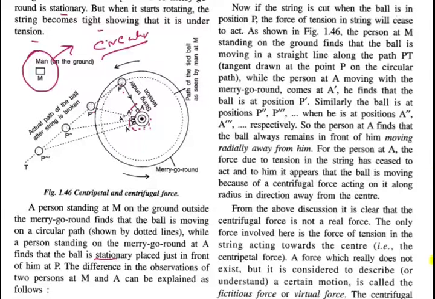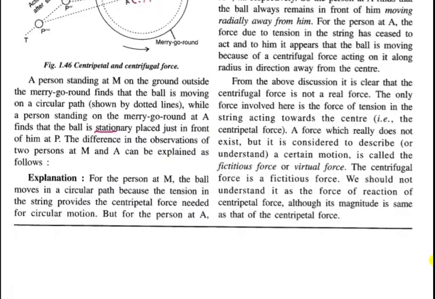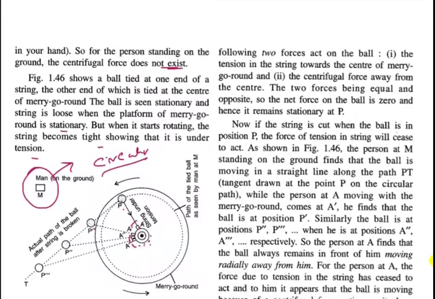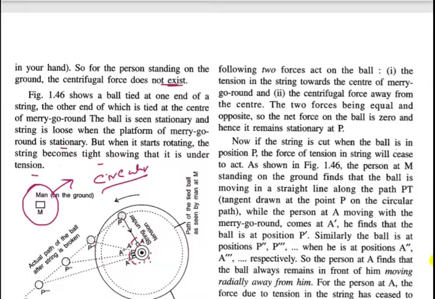Fine. Now the explanation why. For the person at M, the ball moves in a circular path because the tension in the string provides the centripetal force needed for circular motion. But for the person A, the following two forces act on the ball.